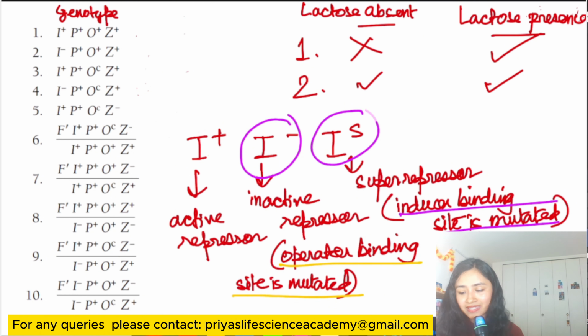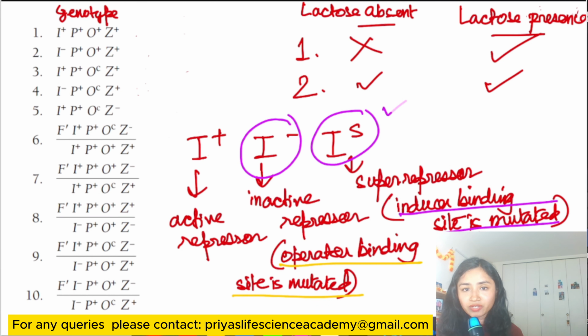But in case of IS, the operator binding site is okay. So it can bind with the operator very easily, but it can't bind with the inducer. That is why the problem arises, and it is known as the super repressor, because the super repressor can't be blocked by the inducers also.